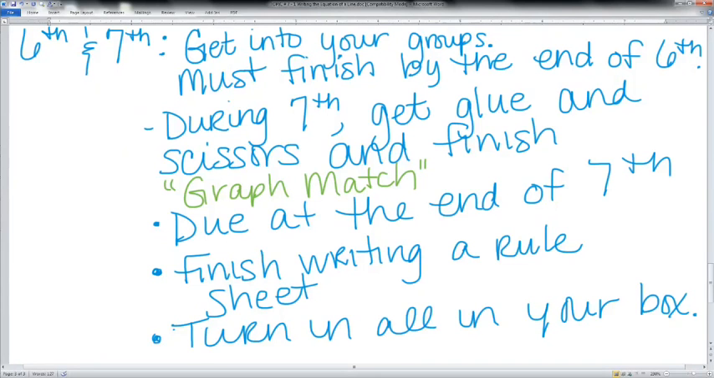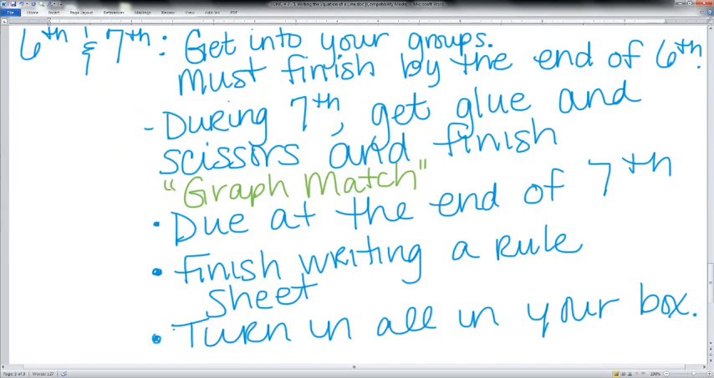For 6th and 7th, my double block, I want you to go ahead and get into your groups. You have until the end of 6th period to finish the next page. I expect you to work quickly. I expect you to work hard. I don't know if Mr. Means is in there today to help you. It would be great if he is. If he's not, you should be able to do this.